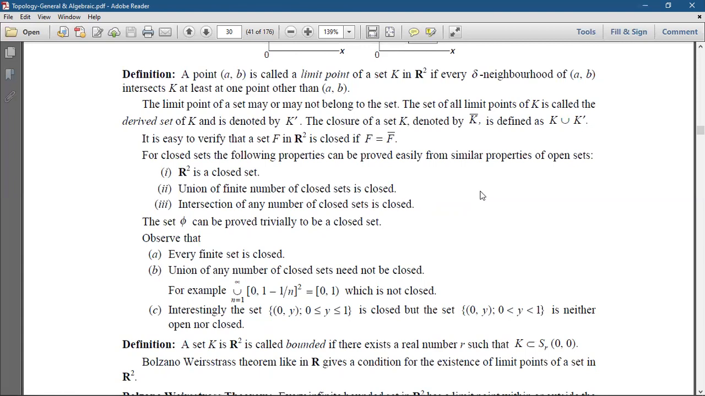Interestingly, the set [0, y], where y varies from 0 to 1, is closed, but the set [0, y], where 0 is less than y less than 1, is neither open nor closed. This is a very interesting example, and this shows the main difference between the topology of R and the topology of R square.